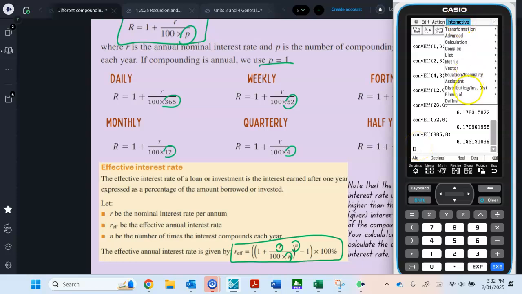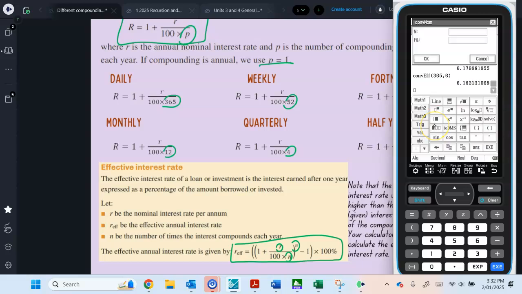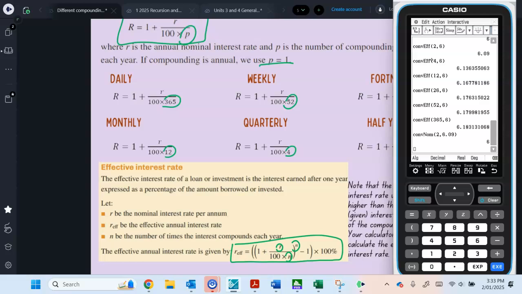You would have seen that as the other one, convert to nominal. Let's just do half yearly because it was a nice easy one to remember, 6.09. It's going to let me enter it. It should come up with 6. Okay, so it's basically the inverse of what we've just done.